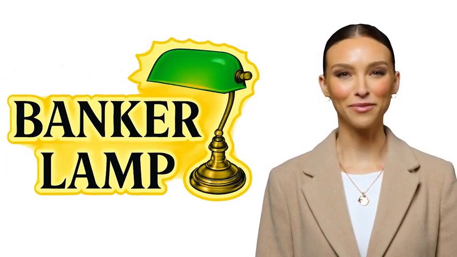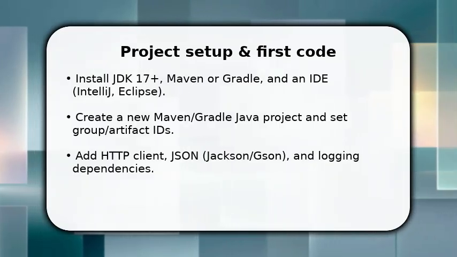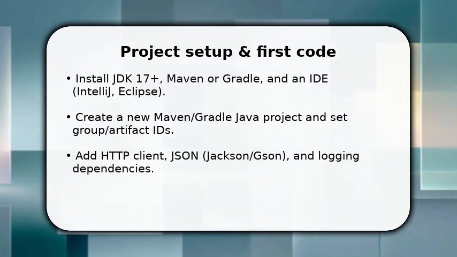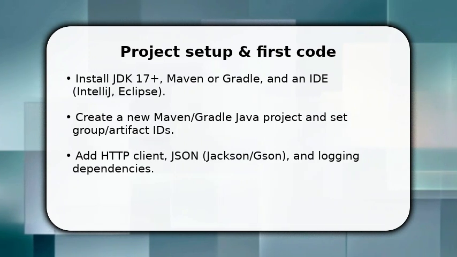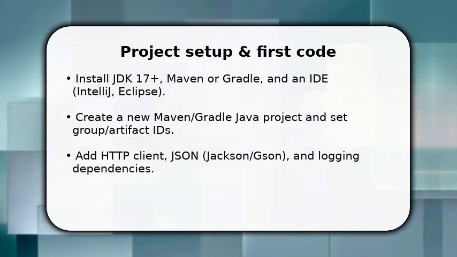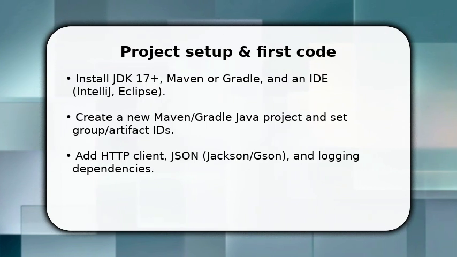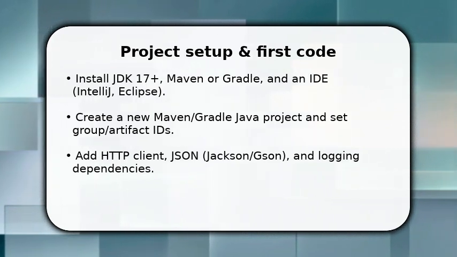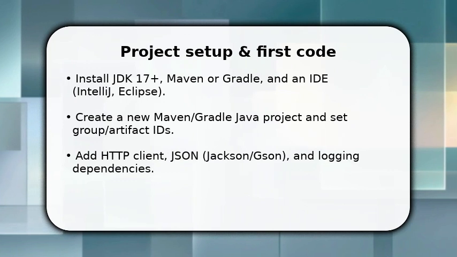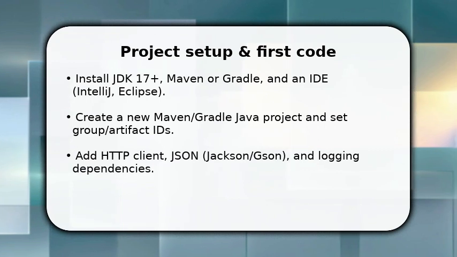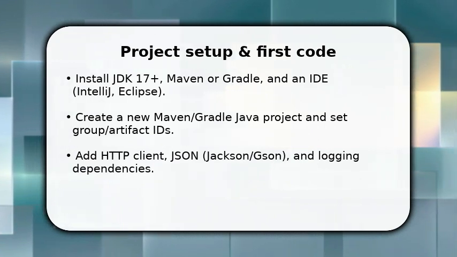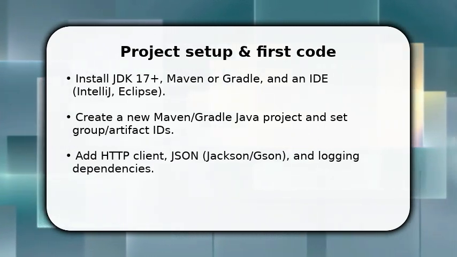Please enjoy the video. You start by preparing a minimal, runnable project. Install JDK 17 Plus, pick Maven or Gradle, and open your IDE. Once done, create a new project with clear package names, then add dependencies for an HTTP client, JSON parsing, and logging so you can call model APIs and process responses. Initialize a Git repo and commit a simple main class.